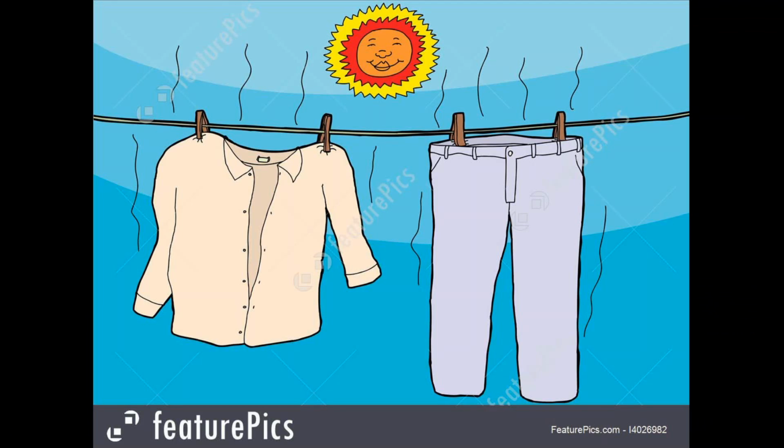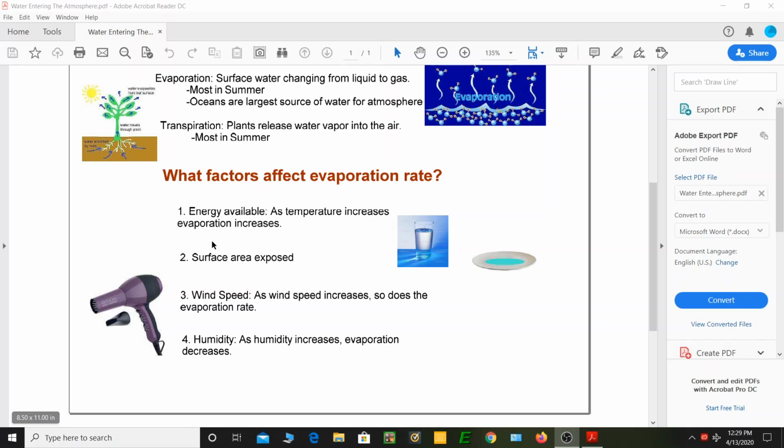Those are the four factors that affect evaporation rate. How does water enter the air? It evaporates, and it transpires, which comes out of the leaves of plants. What are the four things that affect those rates? Energy available, surface area, wind speed, and humidity.